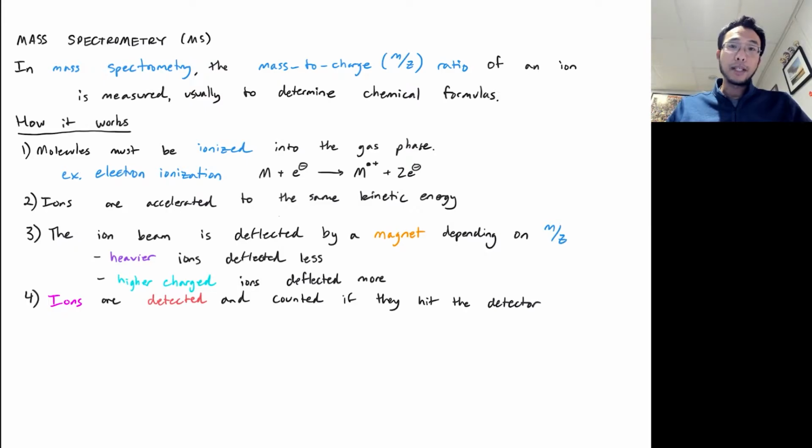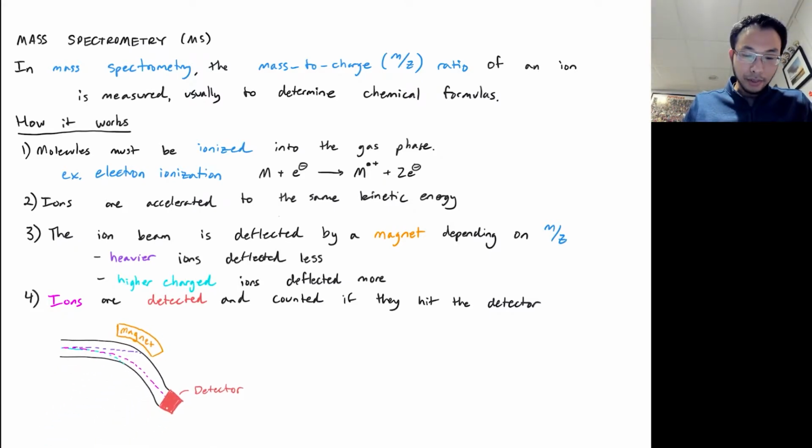Then as this ion beam is deflected, some of the ions will be deflected more and some of them will be deflected less. And only ions that are all the exact same mass to charge ratio will be deflected the same amount. So then what we're doing is that there's a detector at the end of the tube that is counting the ions as they arrive, but it is only able to count the ions that have been deflected in a way such that they actually hit the detector.